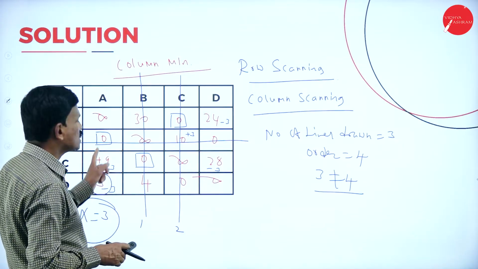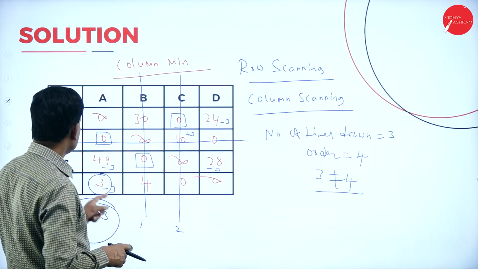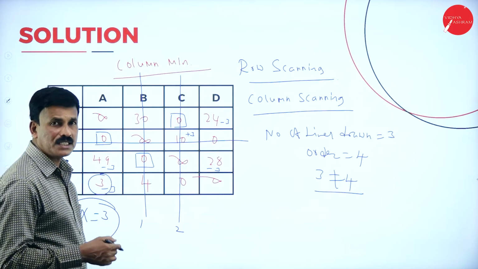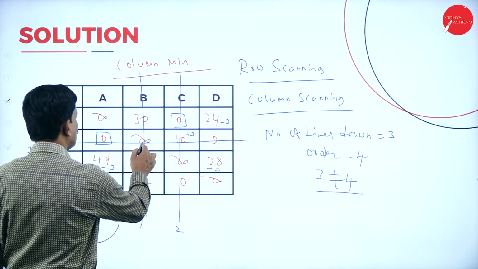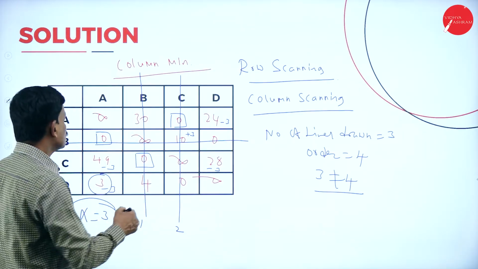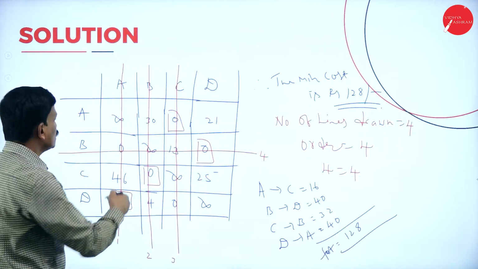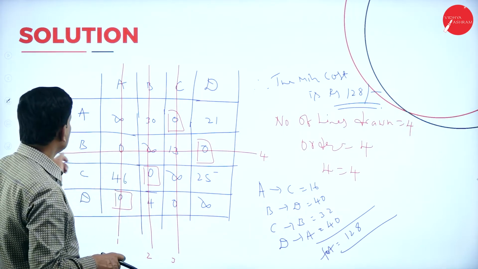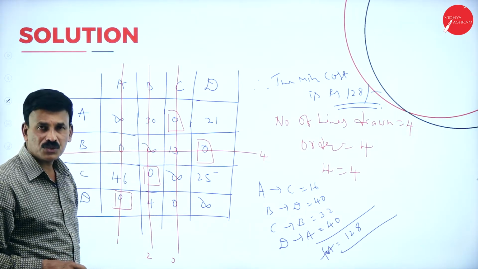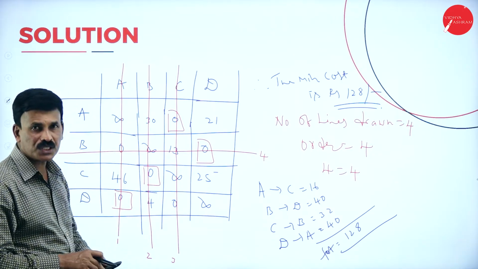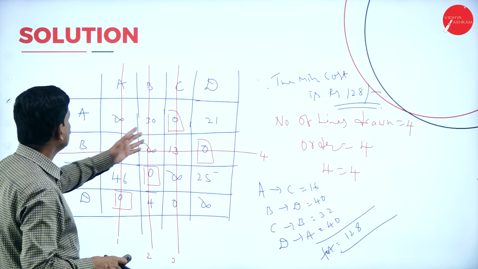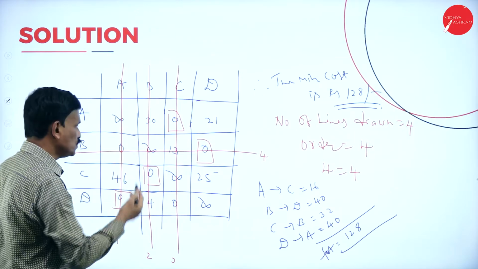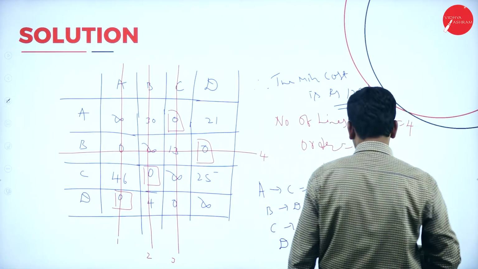Now identify the least uncovered value. Here 3 is the least uncovered value. Subtract all the uncovered values by 3, and at the intersection of the lines, just add 3. So if you do the operation, then we are going to get a table like this. This is the modified table, that is the iteration. Then just cancel the zeros, and go for row scanning as well as column scanning. Then match. So A to C, B to D, C to B and D to A. So the total cost is 128 rupees.